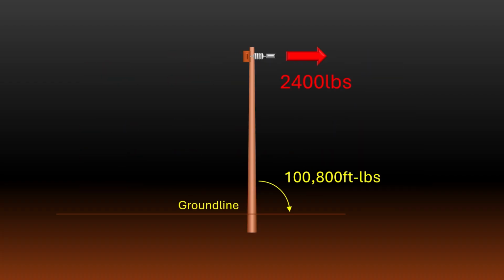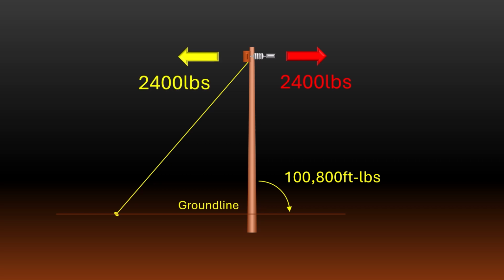We need to install a guy and anchor that can offset the horizontal load of 2,400 pounds placed on the pole by the conductors. We'll do this by creating an equal and opposite horizontal load of 2,400 pounds.